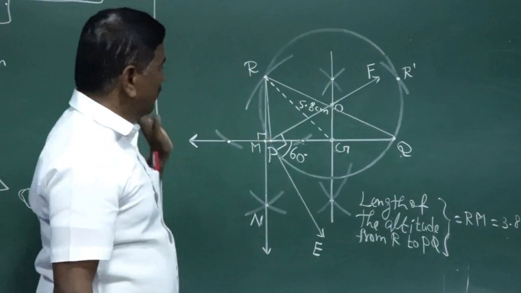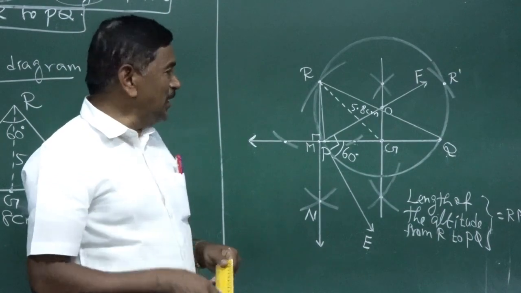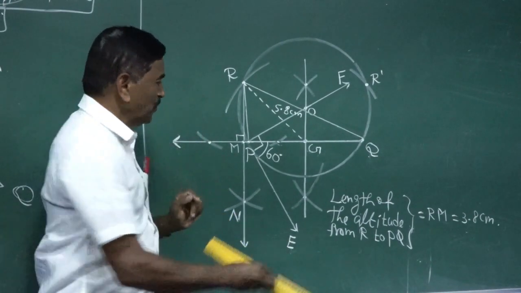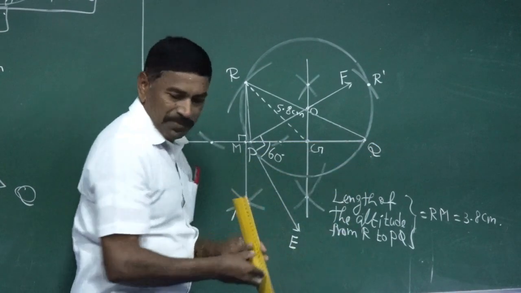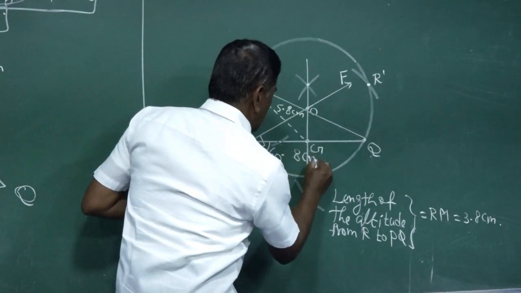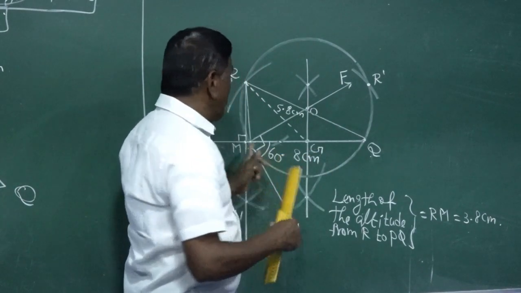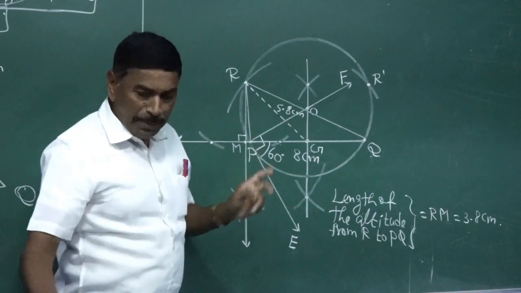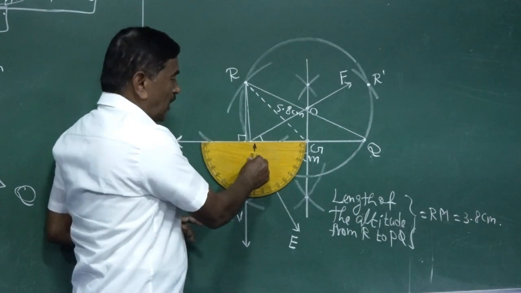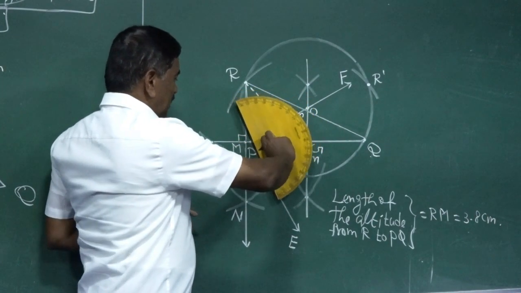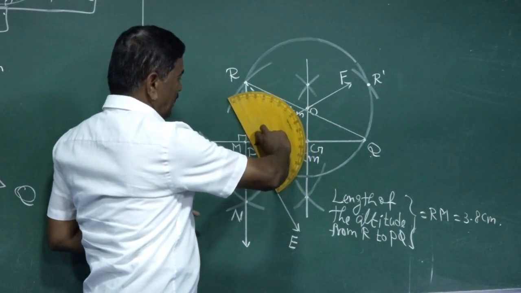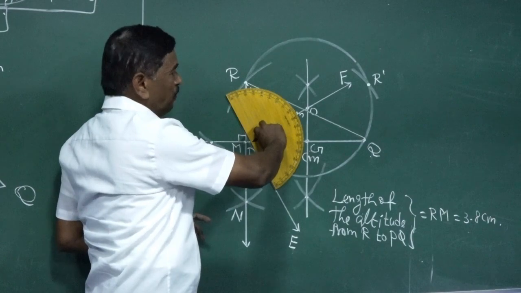That is important. Children, listen, let us do a revision, that is recalling. Step 1: draw PQ equal to 8 centimeter. Step 2: using a protractor, draw 60 degrees downwards. Next, using the protractor, draw PE as a line at 90 degrees.